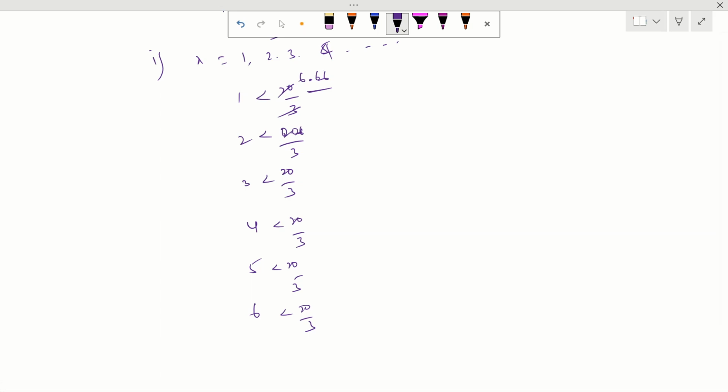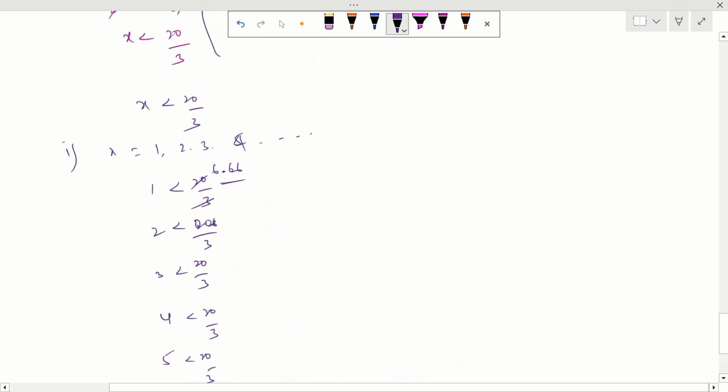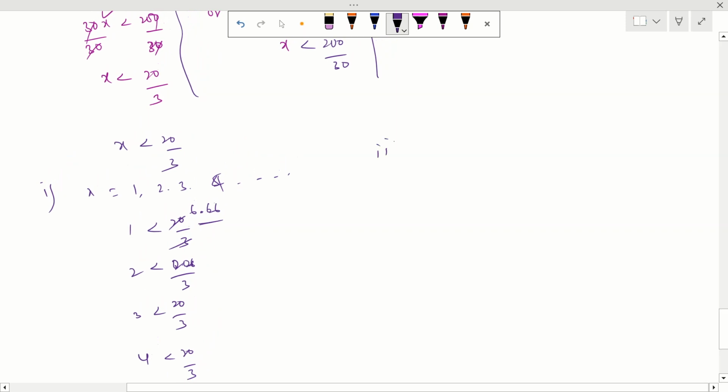So the solution set of the inequality here is 1, 2, 3, 4, 5, 6. Okay, now we come to the second statement. The second statement is x is an integer, right? X is an integer means both positive and negative numbers I have to put.